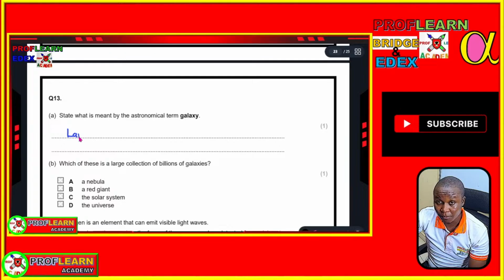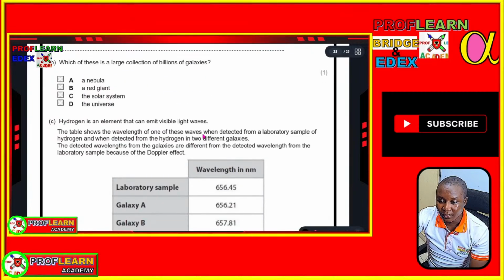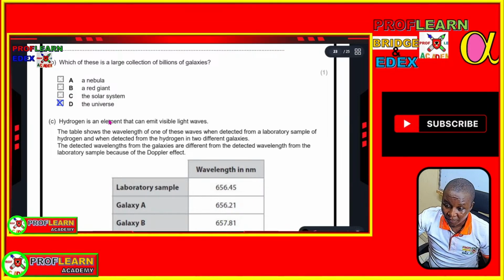State what is meant by the astronomical term galaxy. A galaxy is a collection of billions of stars, and a large collection of billions of galaxies is actually the universe. But the solar system is a star with planets and satellites.